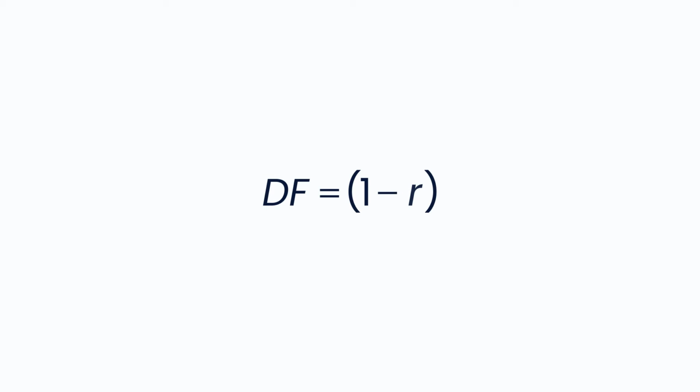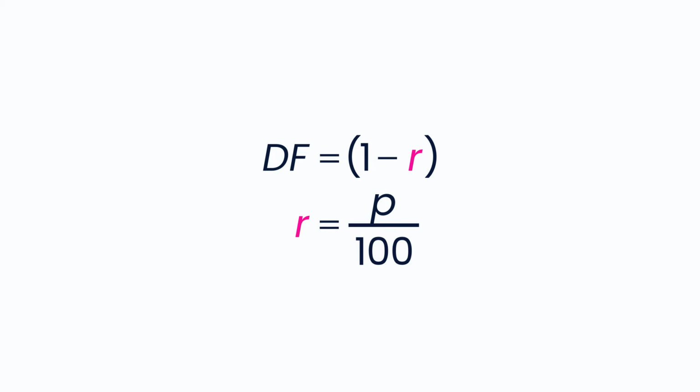Decay factor equals 1 minus r. The minus sign tells you there is a decrease. The variable r is a decimal representation of the percentage that is being subtracted. You find r by dividing the percentage, p, by 100. r is known as the rate of decay.